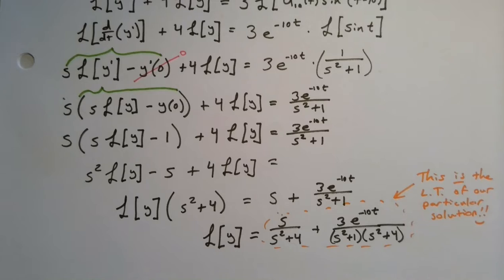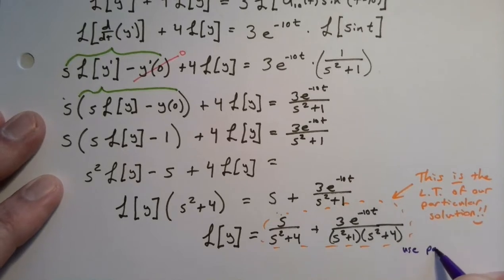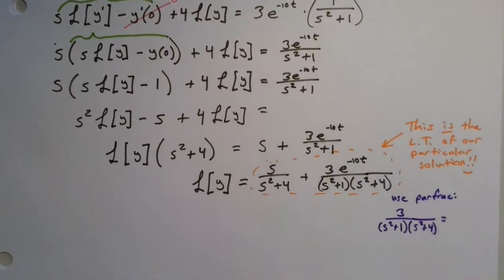One of the things that we know we can do is use partial fractions in Maple in order to split this second fraction up a little bit. So that's what I'm going to do next. Using parfrac, we see that 3 over s squared plus 1 times s squared plus 4 can be written as the sum of two other fractions, which I'm going to pull up in Maple here in a second.